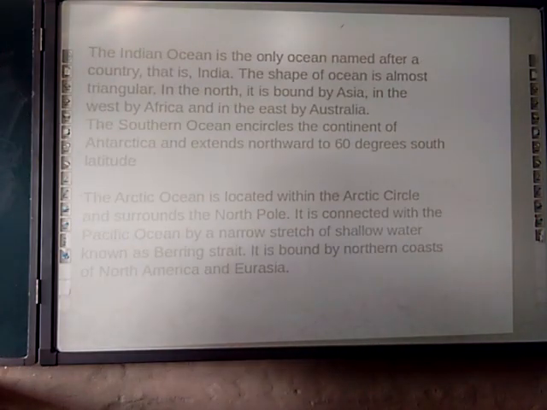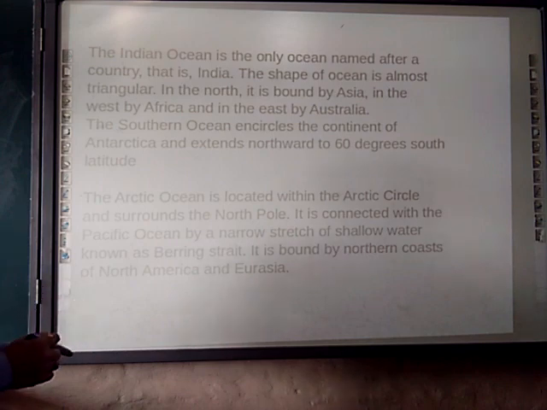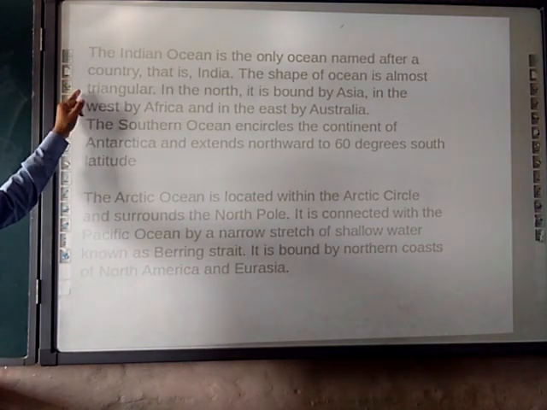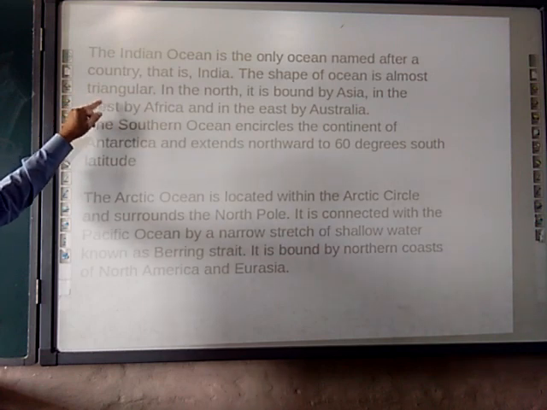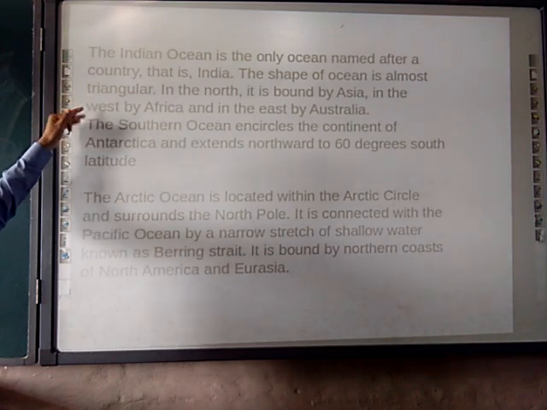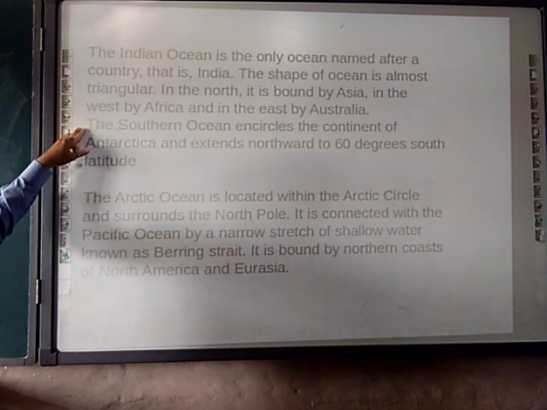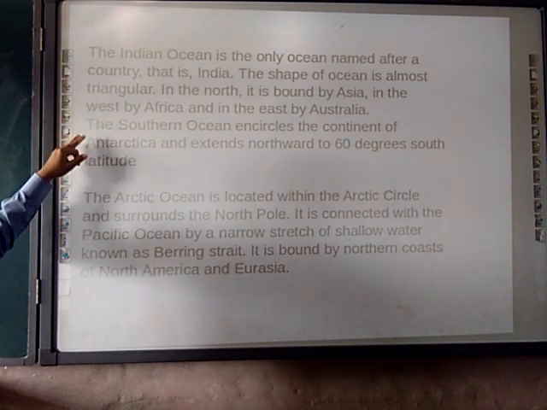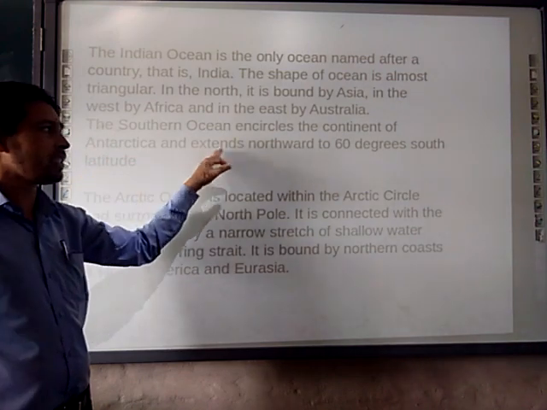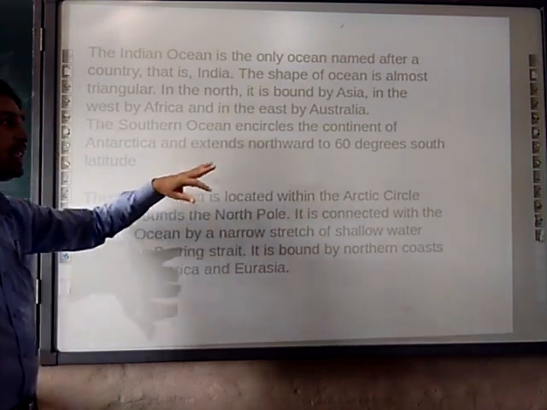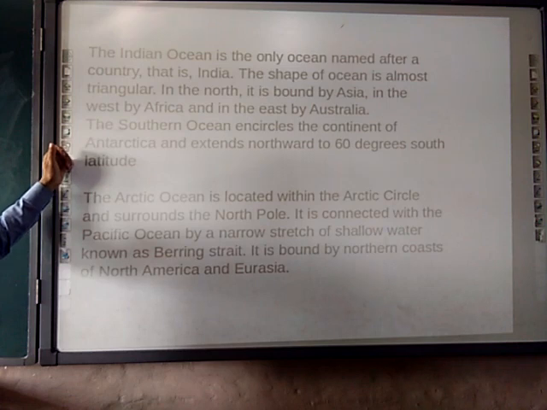Next, the Indian Ocean is the only ocean named after a country. The shape of the ocean is almost triangular, bounded in the north by Asia, in the west by Africa and in the east by Australia. The Southern Ocean encircles the continent of Antarctica and extends northward to the 60° south latitude.